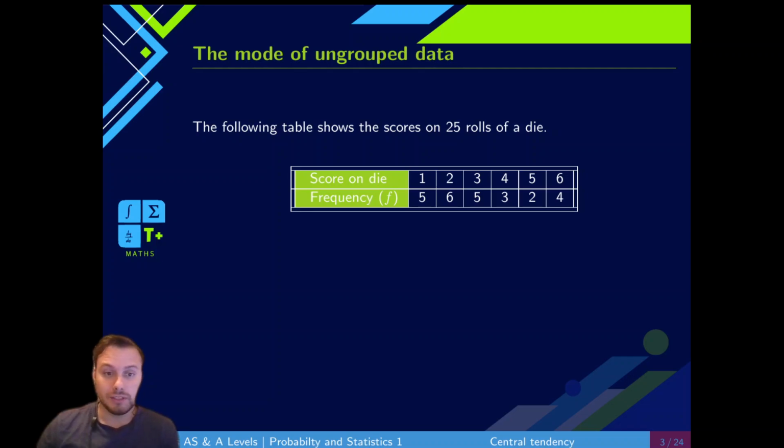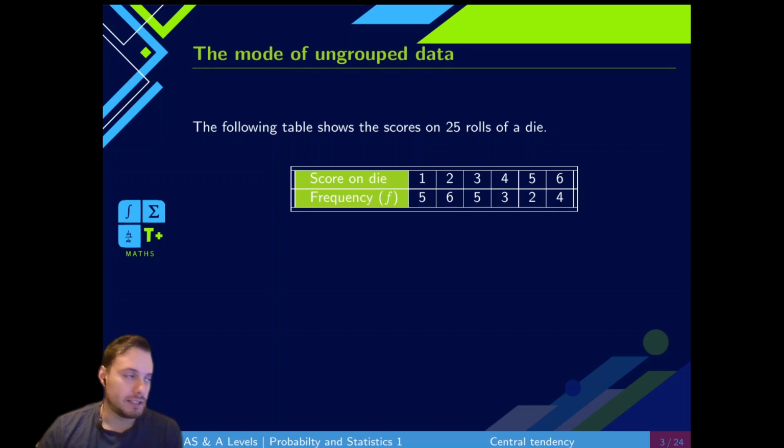Hello and welcome to this video on the first of the three methods of central tendency that we have when studying data. We're going to begin with one of the most famous ones. All three are famous, but I believe that this is the simplest one because it's the mode, and the mode is simply the value that has the highest frequency.